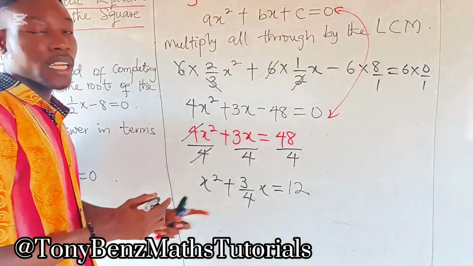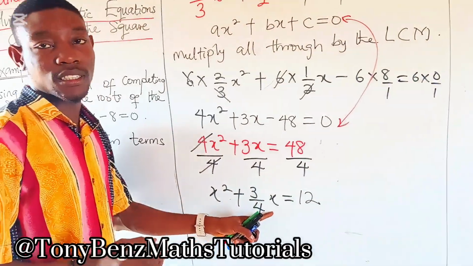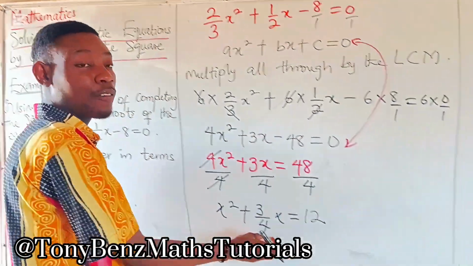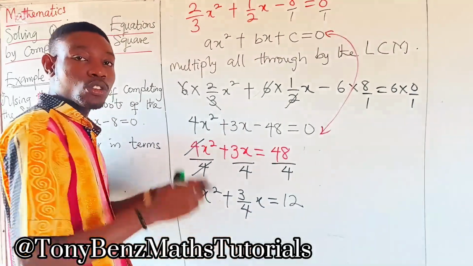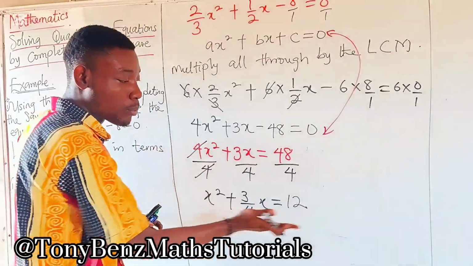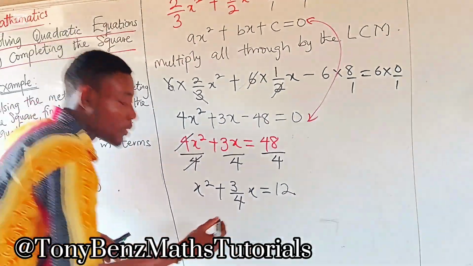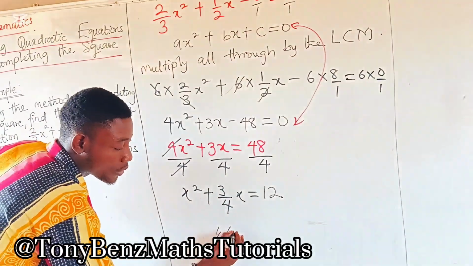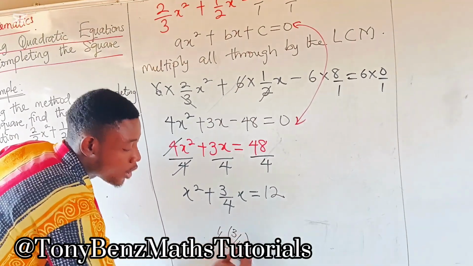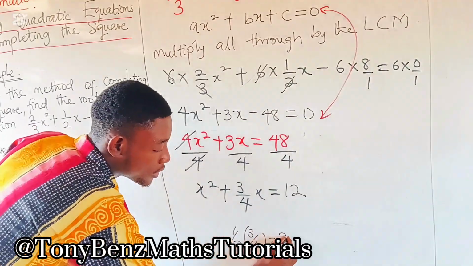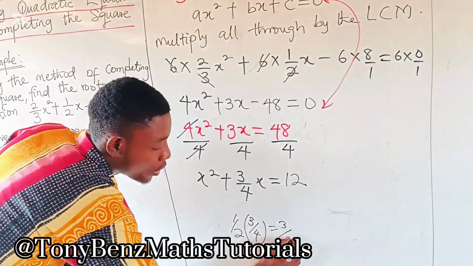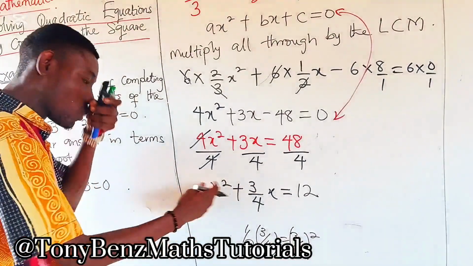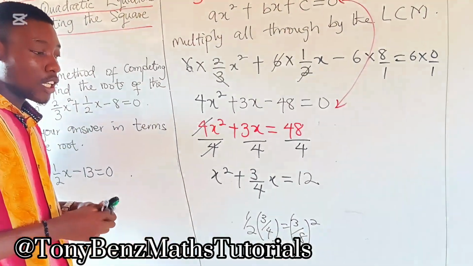So what are we going to do? Since we are solving by the completing the square method, we are going to take half the coefficient of x, square it, and add it to both sides of the equation. Half of the coefficient of x: what is the coefficient of x? 3 over 4. So 1 times 3 is 3, over 2 times 4 is 8.